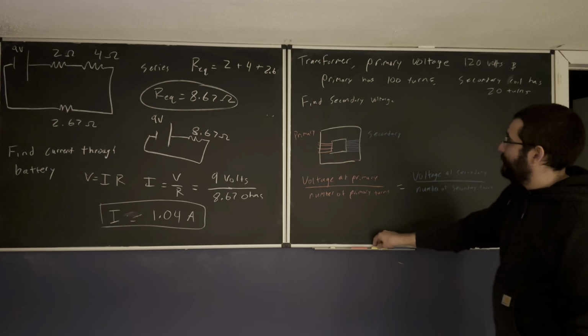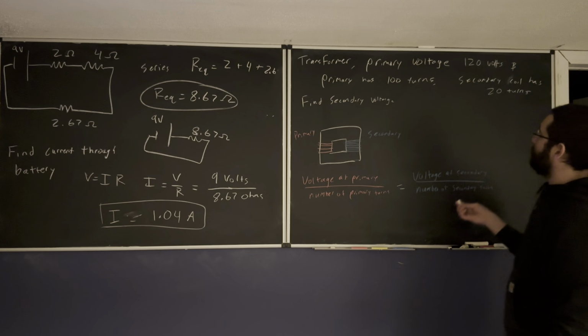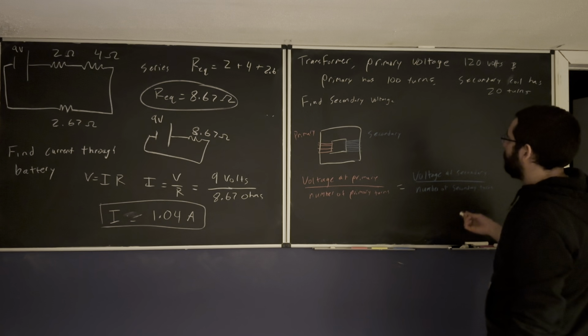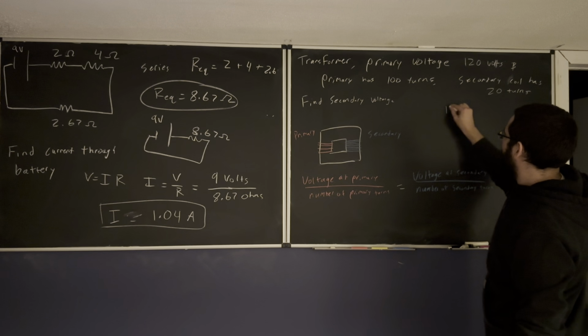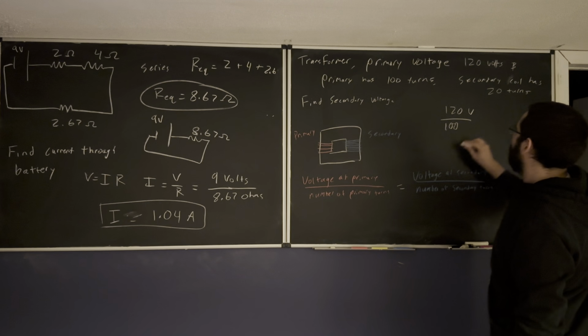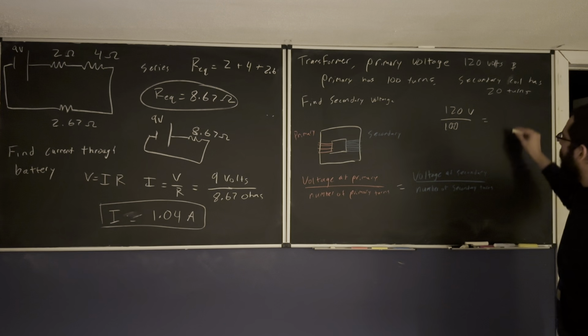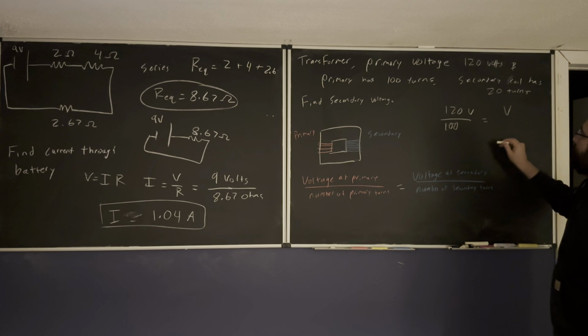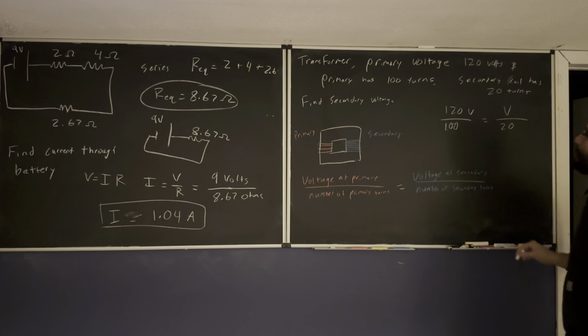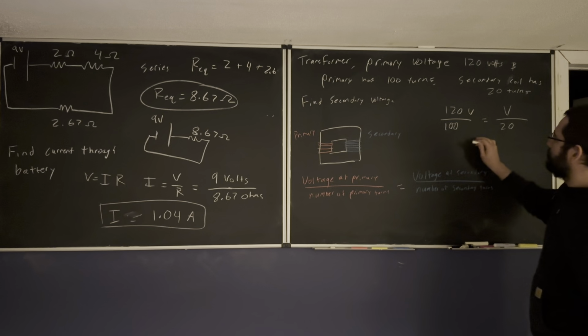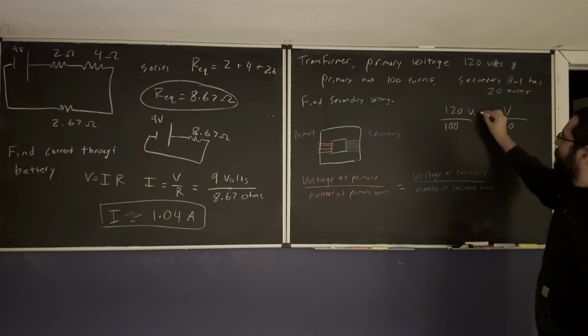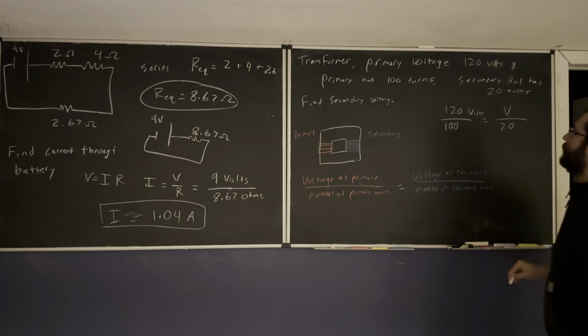So the primary has 100 turns. The voltage of the primary is 120 volts. So I have 120 volts for the primary and 100 turns, and that has to equal the voltage at the secondary divided by 20 turns. And so you just multiply both sides by 20. So here I'll just put volts.